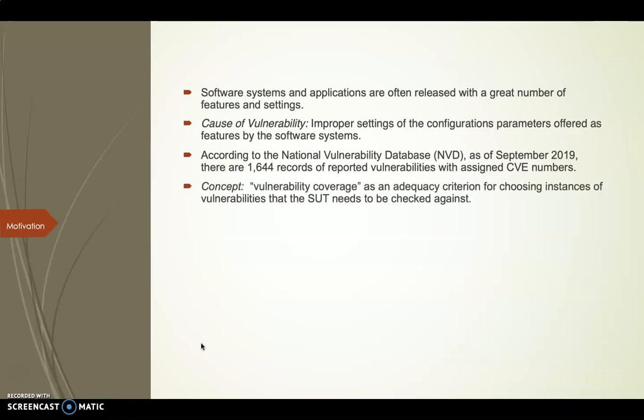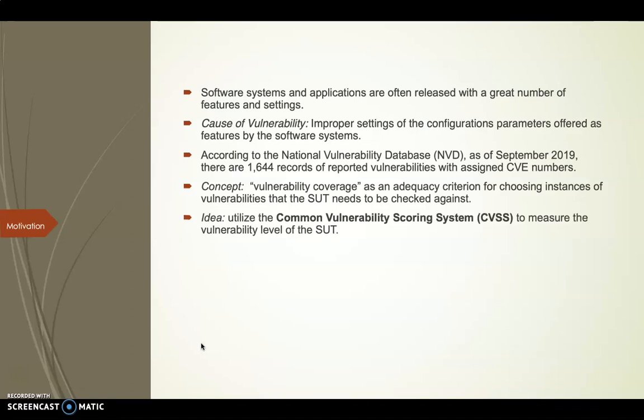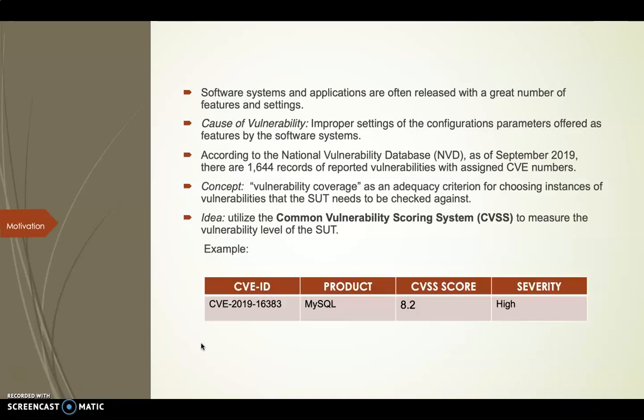The concept of our paper is to introduce vulnerability coverage as an adequacy criterion for choosing instances of vulnerabilities that the software under test needs to be checked against. And we utilize CVSS as a means to measure the severity of the vulnerability in software under test. Here's an example of a CVE ID which was released in 2019 for the MySQL product, whose CVSS score was 8.2 and severity was high.